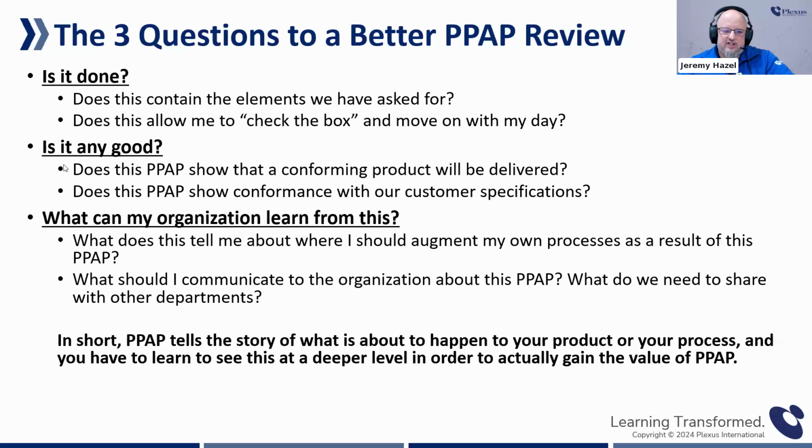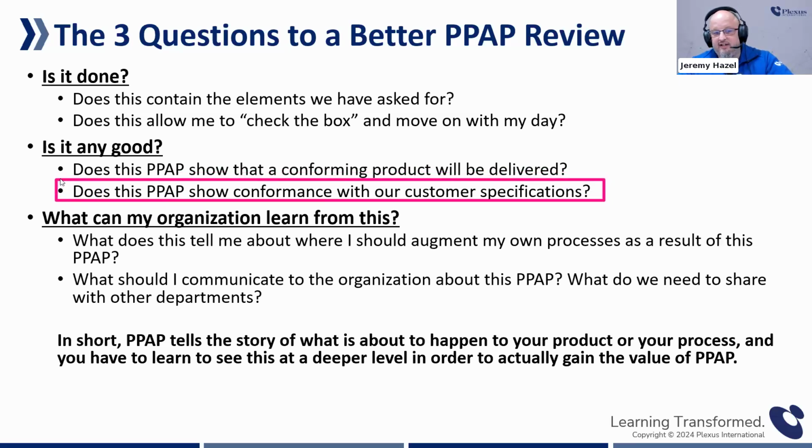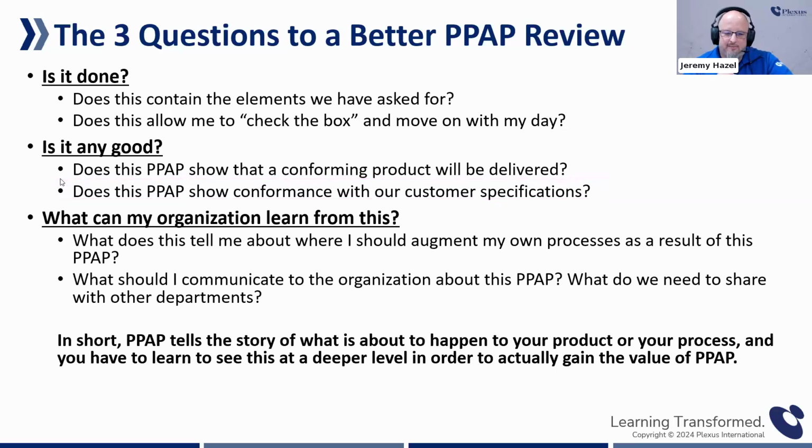When we ask the question, is it any good? Is this document that's been provided to me any good? Does the PPAP show that conforming product will actually be delivered? And does the PPAP show conformance with our particular CSRs that we have driven down to that sub-tier supply chain? The question I want to spend a lot of time on today, and I'm going to give you a method here to do this quicker and, of course, better.